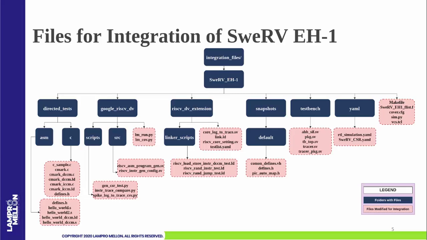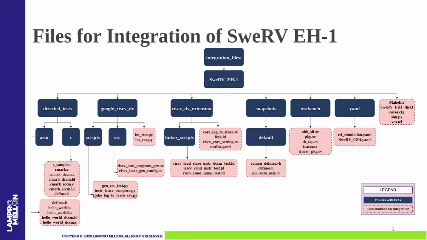SweRV is a configurable core which comes with some predefined configurations. For now, we are using default configuration from SweRV. Defines files for RTL, testbench and directed tests are placed in snapshots directory. SweRV does not come with a tracer. We have implemented the tracer, which is required for functional verification in post-sim comparison. So testbench directory contains modified testbench files along with tracer files.